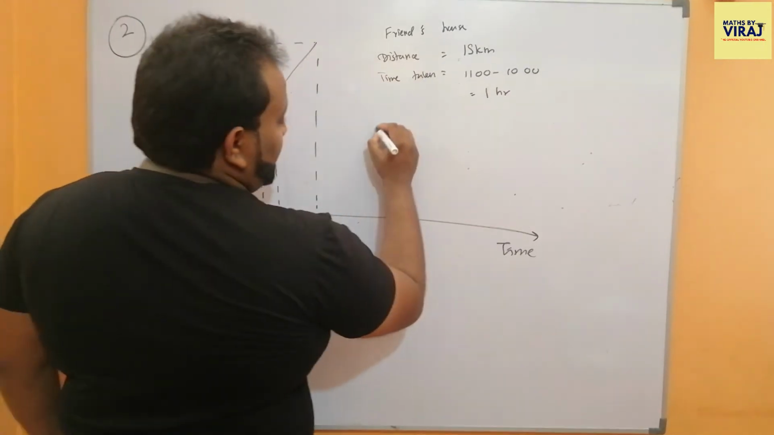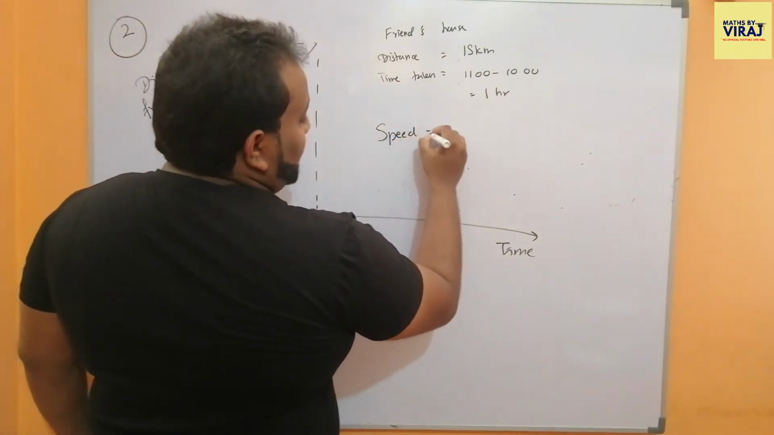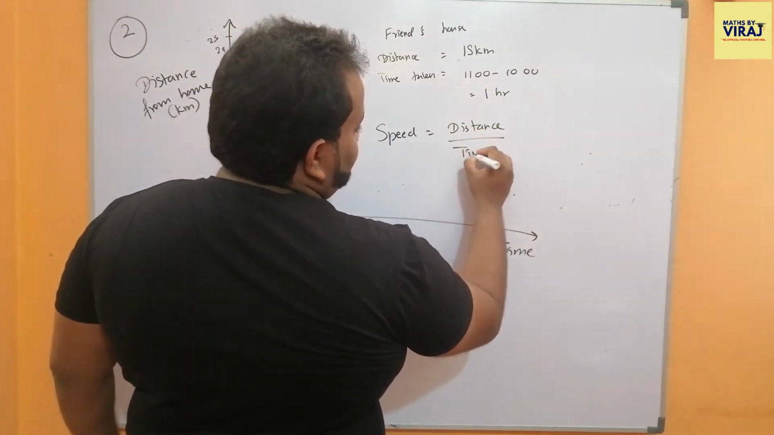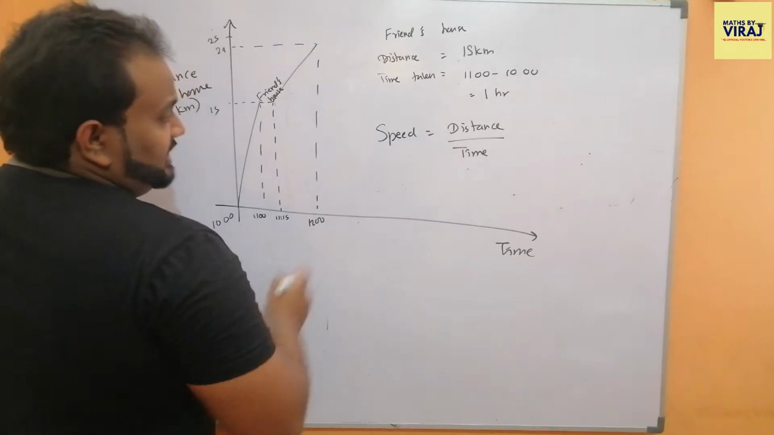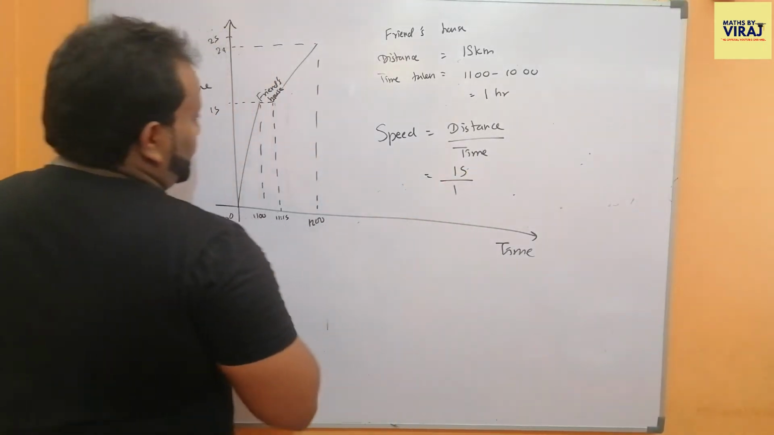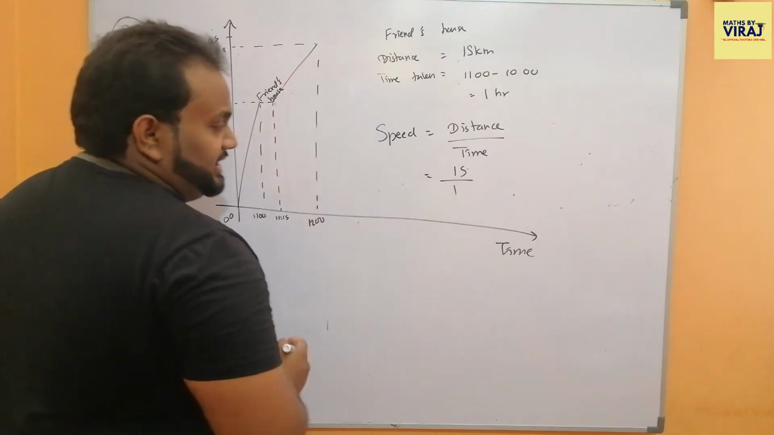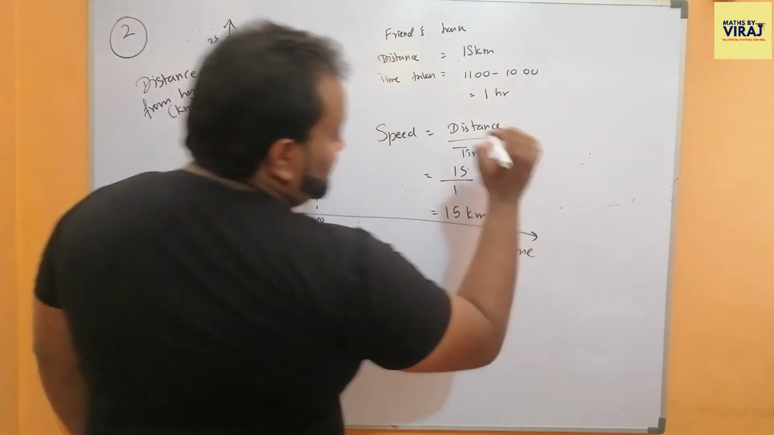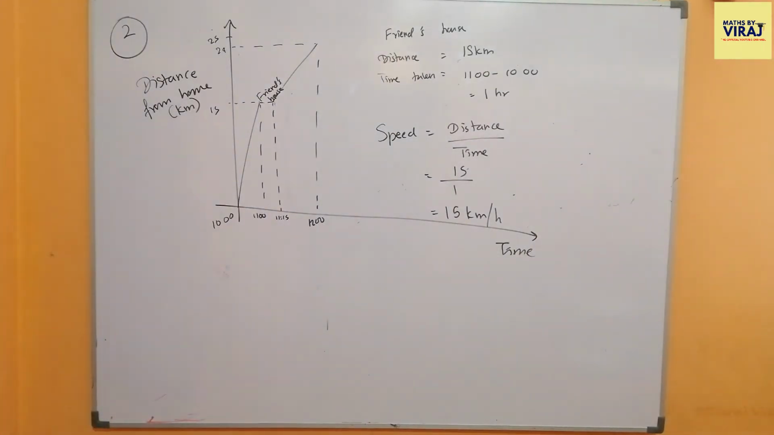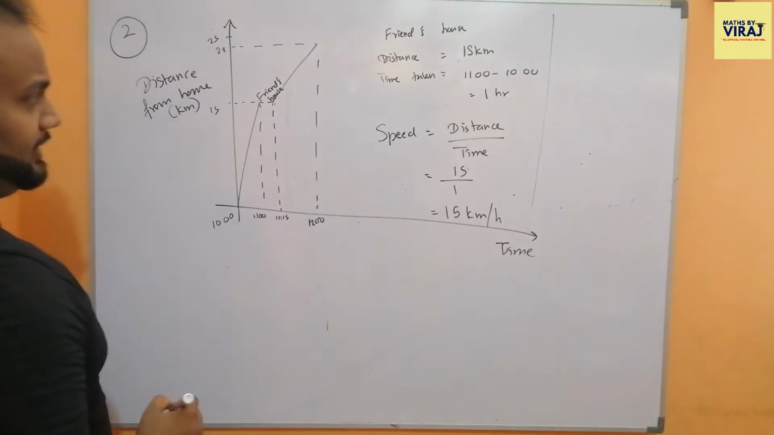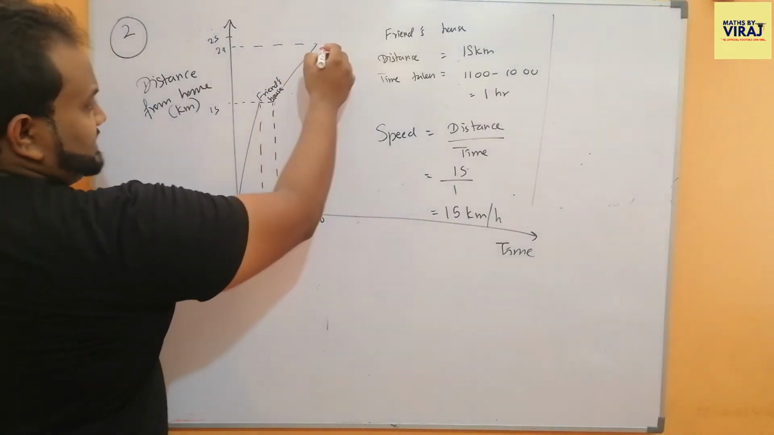Therefore, what is the speed? We know that speed is equal to distance divided by time. Based on this, the distance is 15 and the time is 1. Therefore, for the first part of the journey, she has traveled with the speed of 15 kilometers per hour. On the second part, look at this.